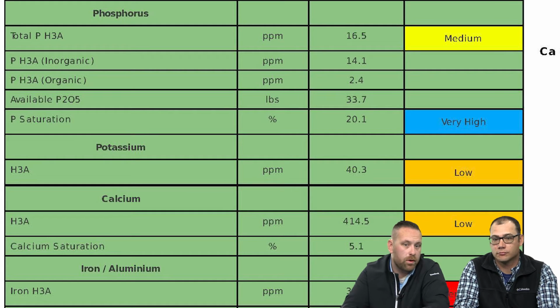We have 2.4 parts per million in the organic phosphorus, so we're going to need to convert organic to inorganic. That gives us 33.7 pounds of available P2O5.